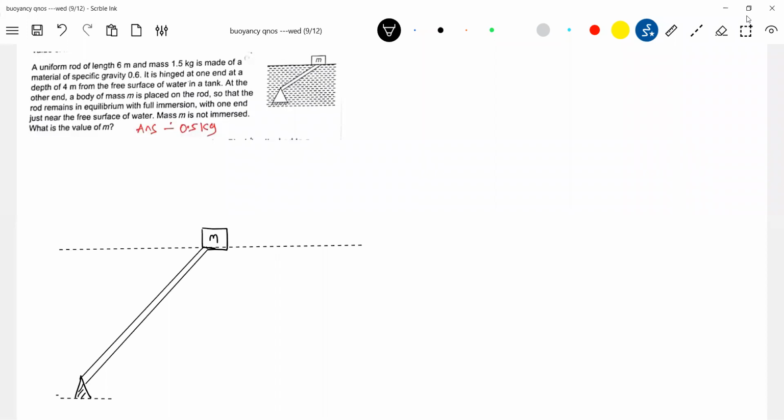A uniform rod of length 6 meter and mass, so mass of the rod be m1g, I'll write it. Everything is in liquid, specific gravity. It is hinged at one end at a depth of 4 meter. Later on, I'll show that liquid. At the other end, a body of mass m is placed on the rod so that the rod remains in equilibrium with full immersion. So the rod remains with one end just near the free surface of water. Mass m is not immersed. What is the value of m?